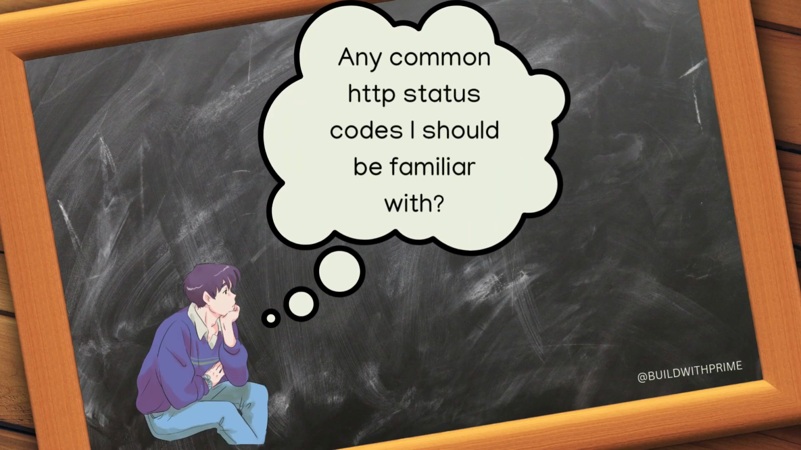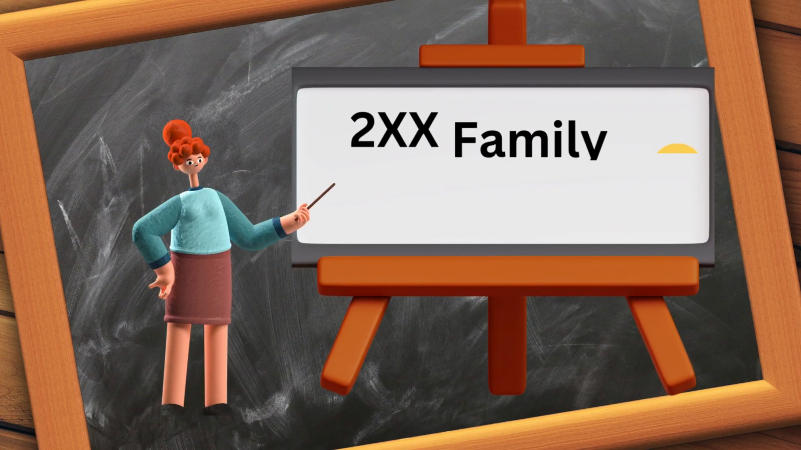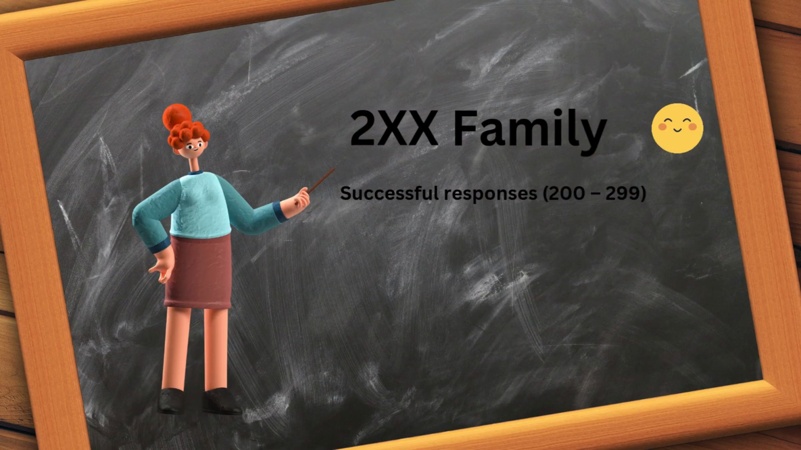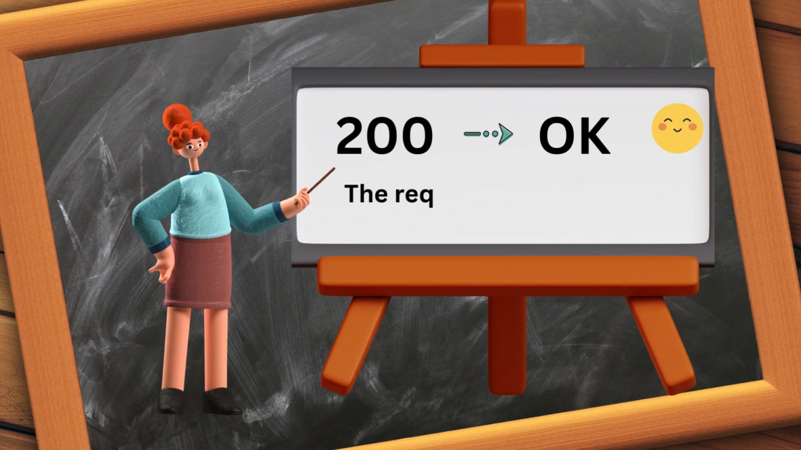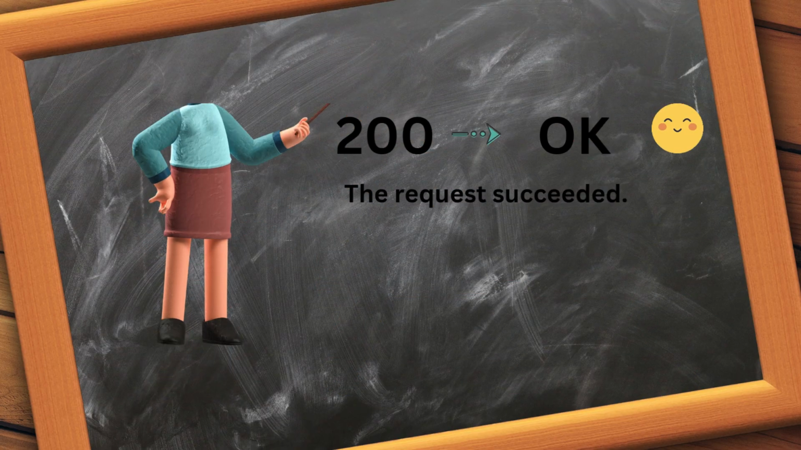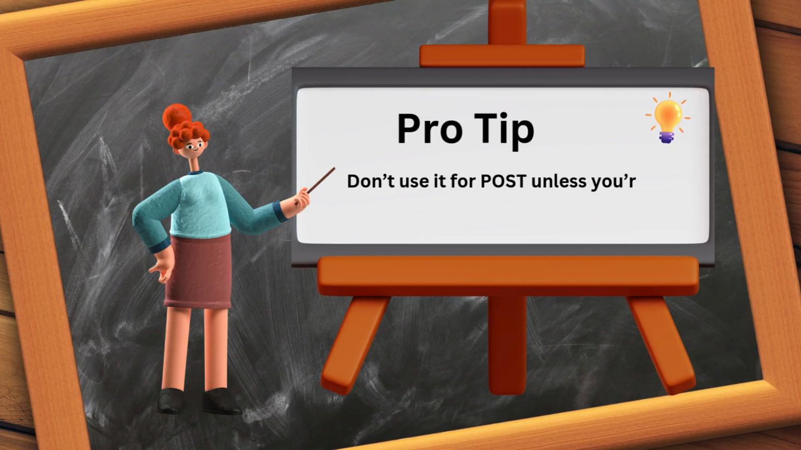First up, the feel-good family, the 2xxs. 200 for OK. This means your request was successful. You get a resource, you get 200. Pro tip: don't use it for post unless you're not creating something.